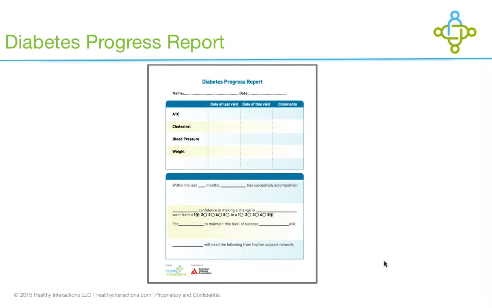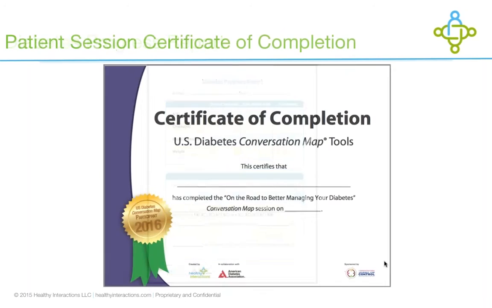And this one is a diabetes progress report that you can also use. You have ABCs and weight, then confidence in making changes, what they will do to maintain the success they have to prevent relapse, and what their support network is. This is very similar to your take-home tool. If you use the take-home tool that your Merck representative gets for you, this could replace 2 of those forms: one is a note-taking sheet, and the other is the progress report.